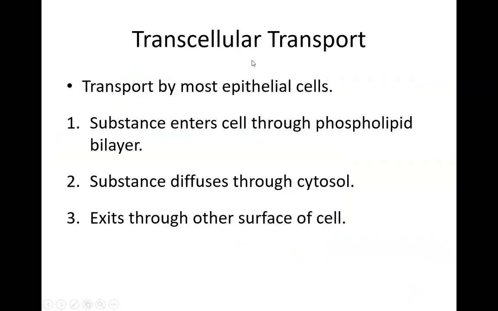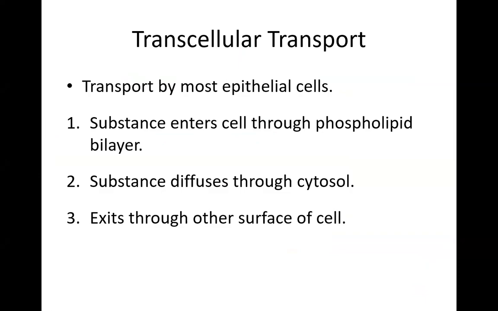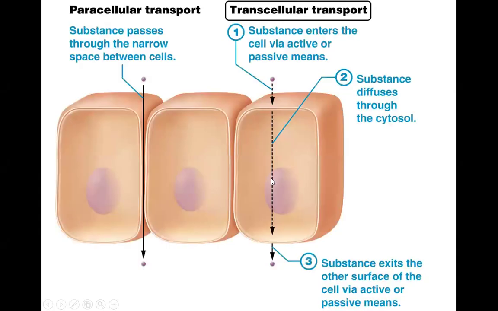Transcellular transport. In transcellular transport, this is the way by which most epithelial cells transport their substances. The substance enters the cell through the phospholipid bilayer, diffuses through the cytosol, and exits through the surface of the basal layer.